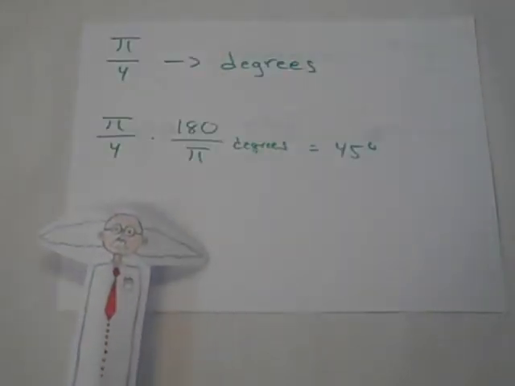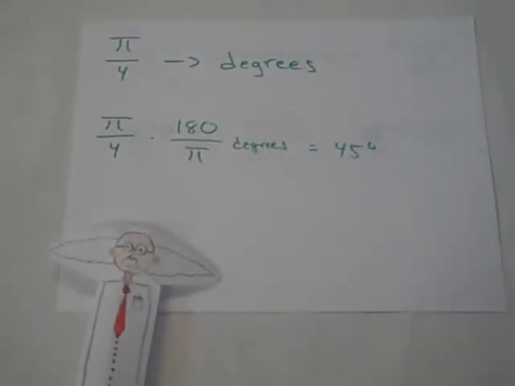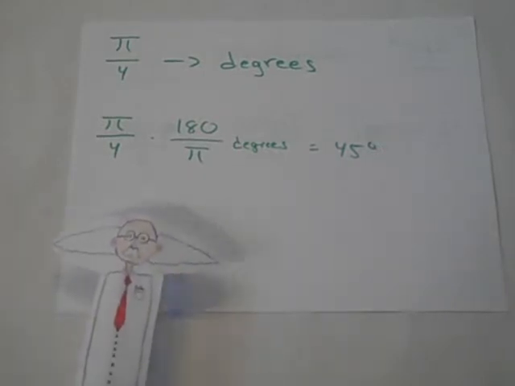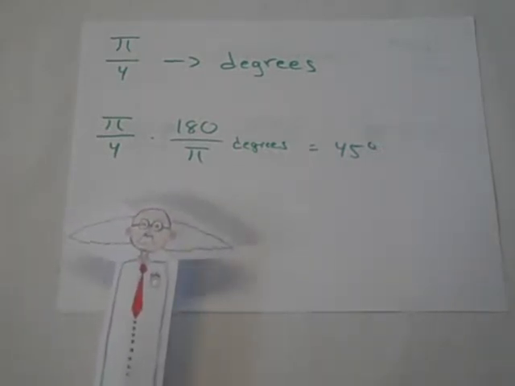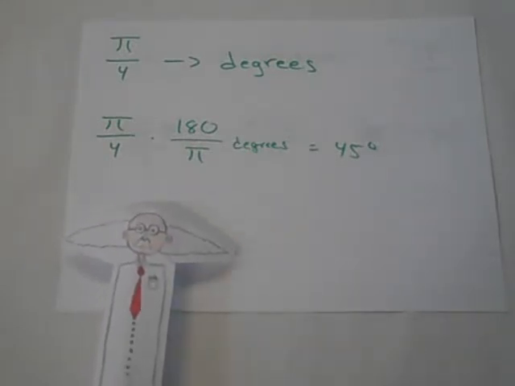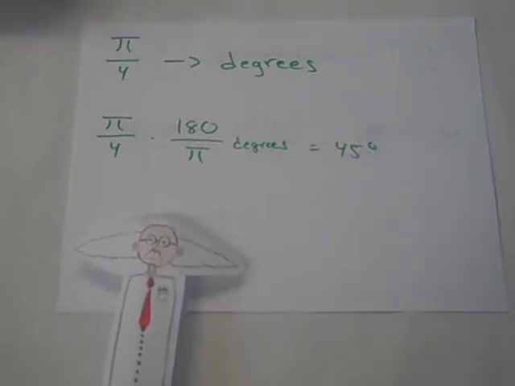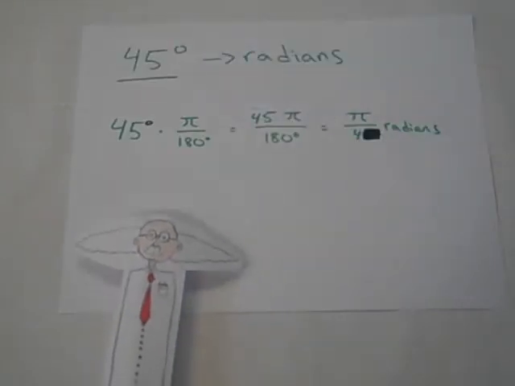Let's do an example. Looking back at our unit circle, a key point is 45 degrees. In order to find the radian equivalent, all we have to do is use our equation and multiply 45 degrees by pi over 180 radians, which simplifies to pi over 4. And if we look back at our unit circle, we'll see that 45 degrees does indeed equal pi over 4 radians.